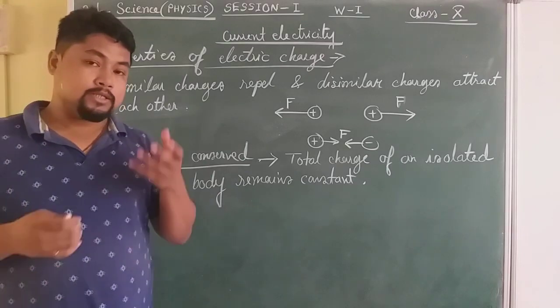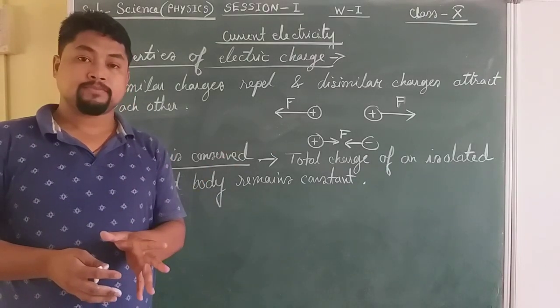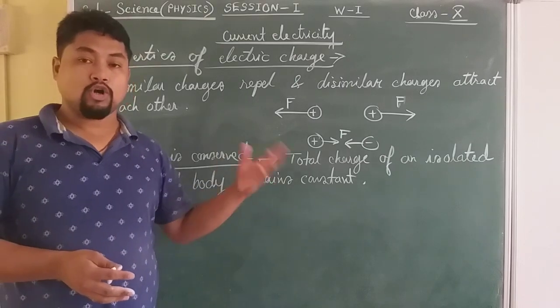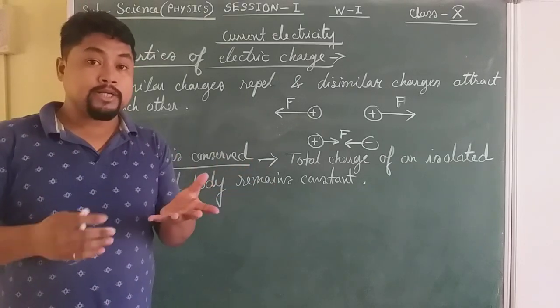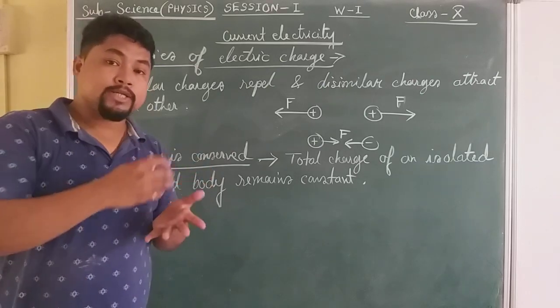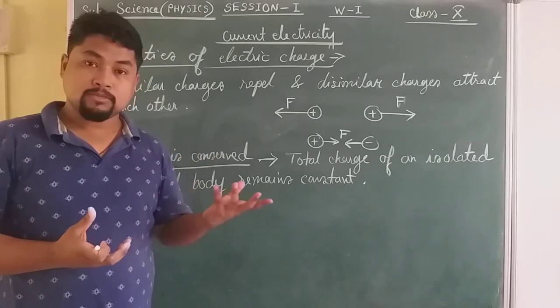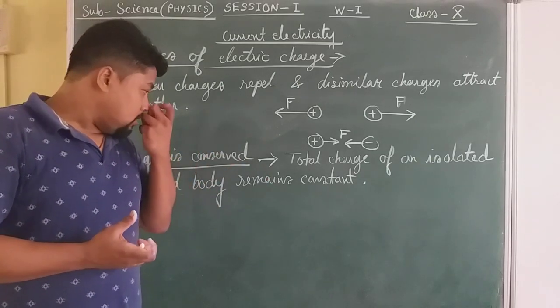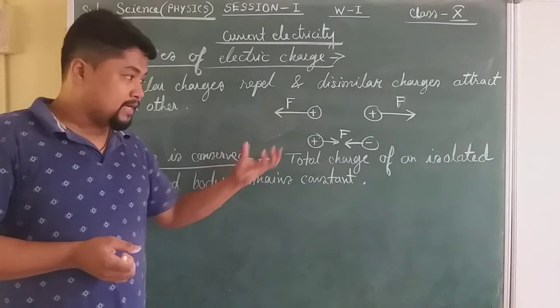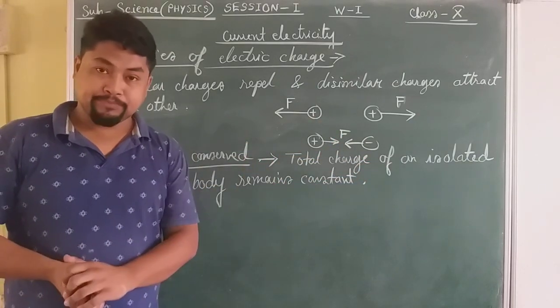That is, charge can neither be created nor be destroyed. It can only transfer from one body to another by rubbing, by induction, by friction. But for an isolated charged body, the total charge remains constant.